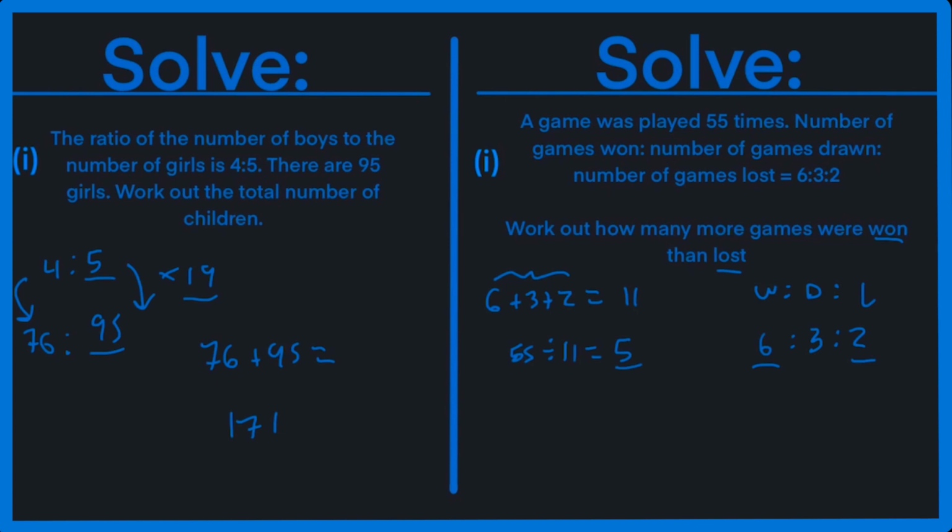So 5 times 6 is 30. And we're trying to find the number of games lost as well. So 5 times 2, 10. So we know this represents the number of games won, the number of games lost. So we do 30 minus 10, which is 20, which is the difference.